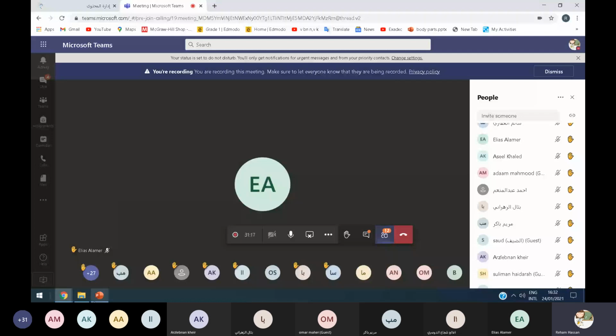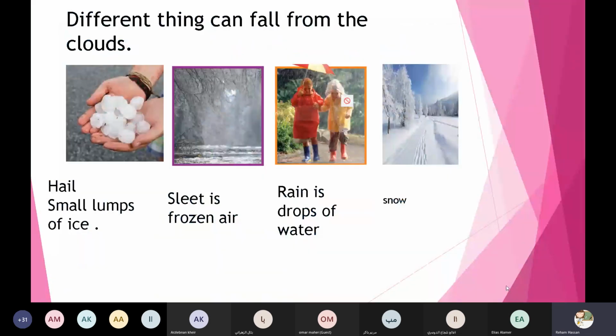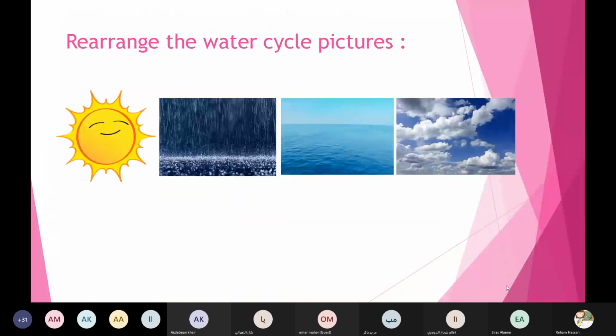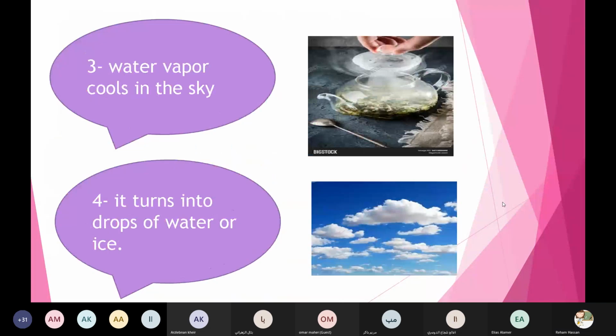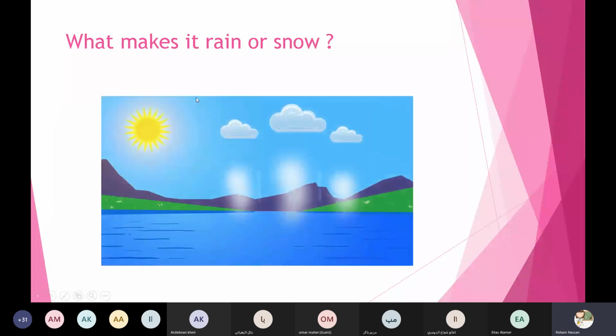Okay, so this is about evaporation and condensation. So first, grade 1. The water vapor is the water that goes into the air, but it must go into the air by heating or heating up. So how?